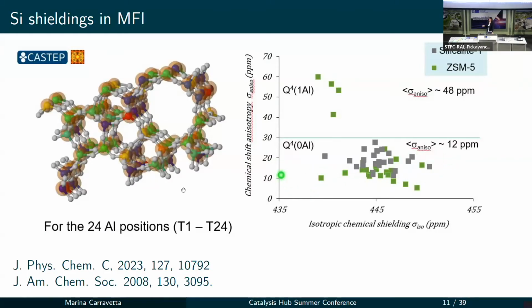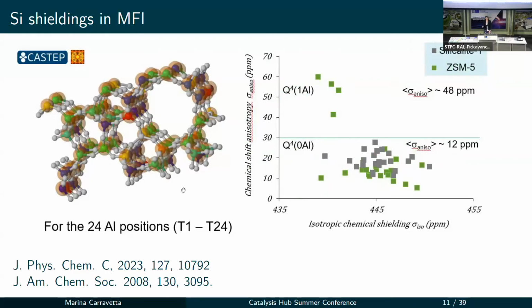And what we noted is that in a simulation, all the Q4, which don't have any aluminum nearby, had a moderately low value of the CSA, while the calculation for the chemical shift anisotropy gives a much, much larger value when we have a neighboring aluminum. And that was something not reported before.